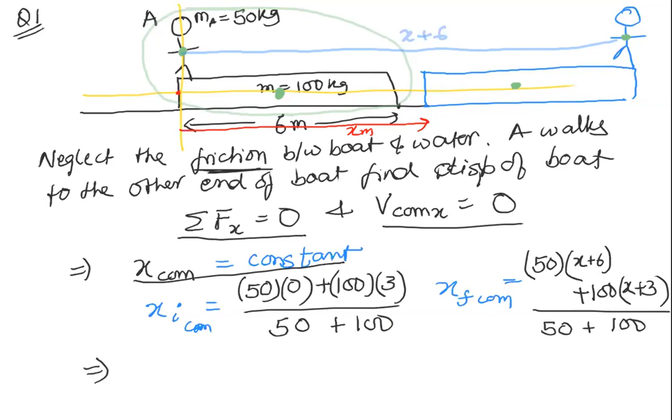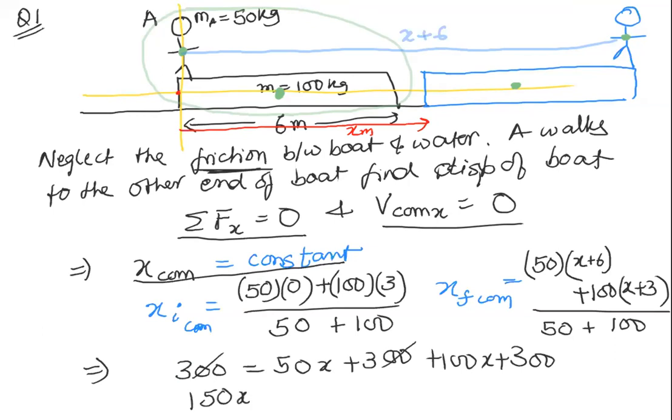Since these two are supposed to be equal, I will equate them and get rid of the denominator because they are equal. So the left hand side is 300 and the right hand side is 50x plus 300 plus 100x plus 300. So I get 150x is equal to minus 300, which tells me that x is equal to minus 2 meters. So as the man walks from this end of the boat to that end of the boat, the boat will actually move towards the left by a distance of 2 meters.